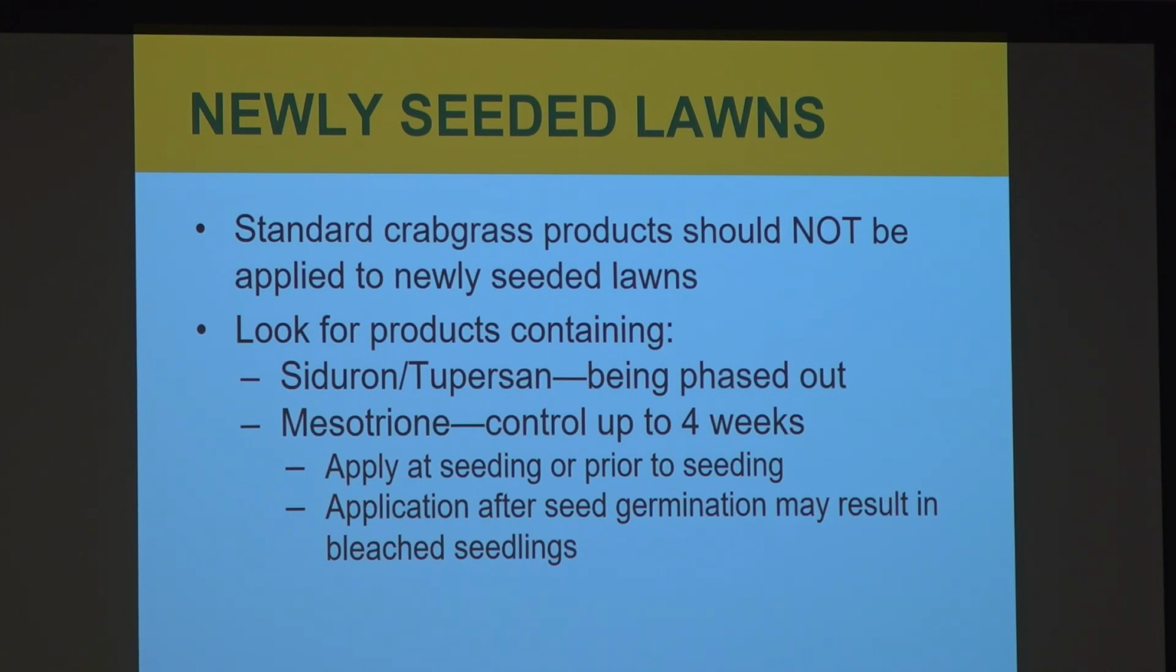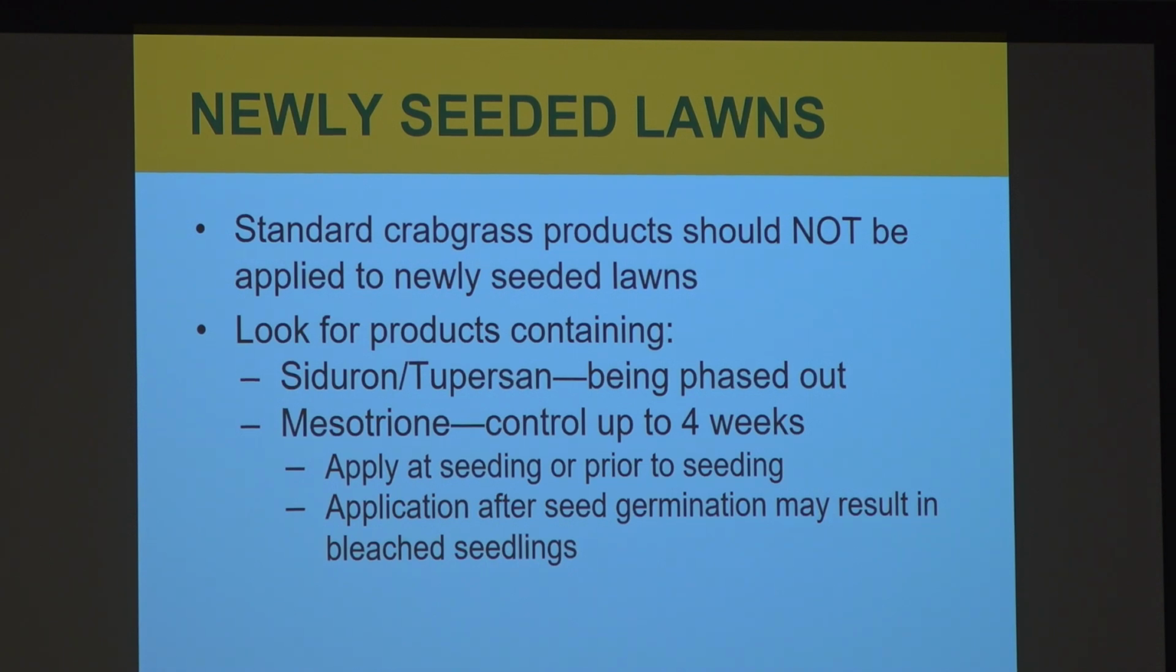So instead, you want a different chemistry. You would look for products either containing siduron or 2%. That's what we used to recommend. That's being phased out. The newer products have mesotrione in them, and they'll control crabgrass for up to 4 weeks. And then after your new lawn is established, you can certainly put other products on. So you want to apply mesotrione right at seedling or prior to seedling. You don't want to wait.